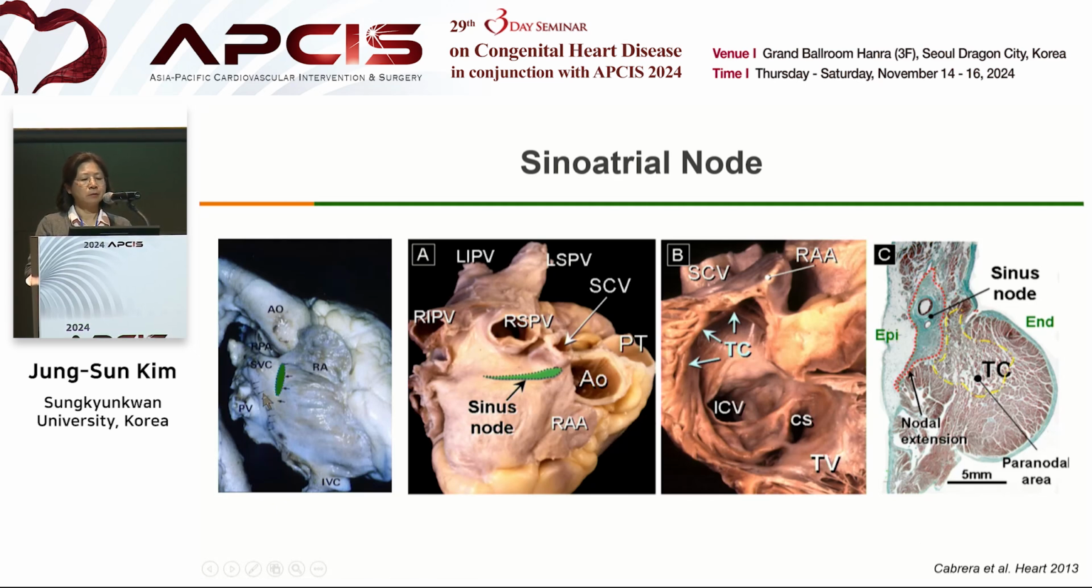In the right lateral view of the RA, the SA node is located at the junction between the entrance of the SVC and the atrial appendage, which is the uppermost part of the sulcus terminalis. The SA node is usually on the subepicardial side of the sulcus terminalis, which is the corresponding structure of the crista terminalis protruding into the cavity of the right atrium.